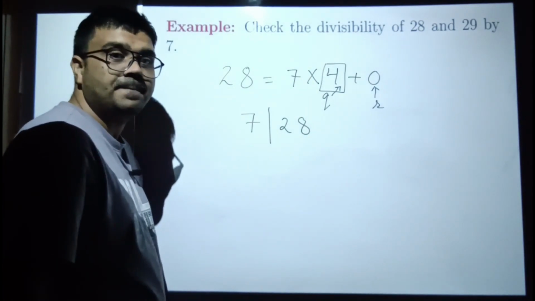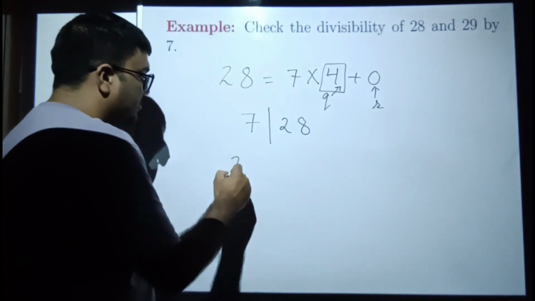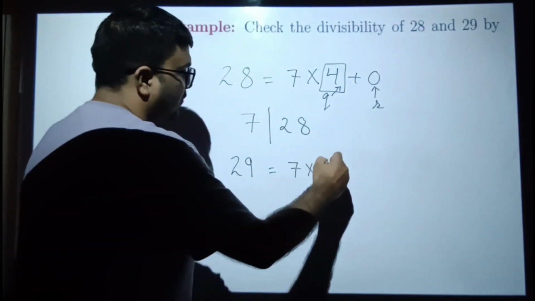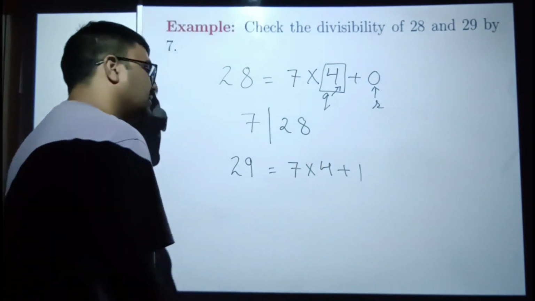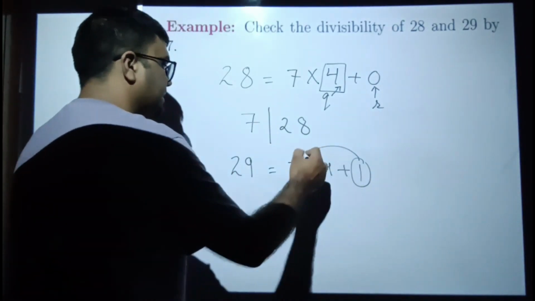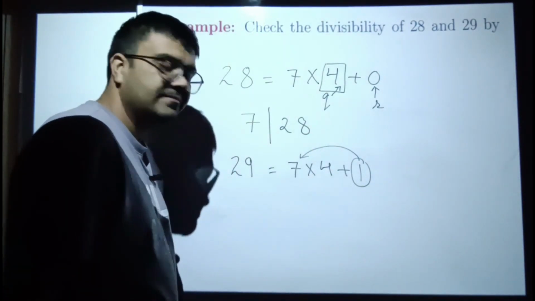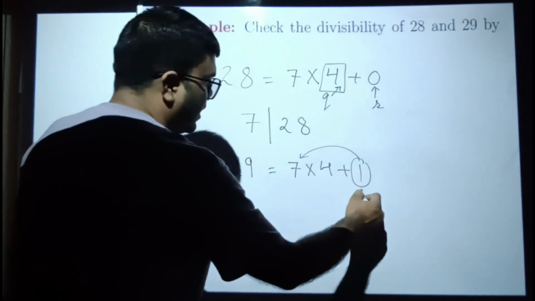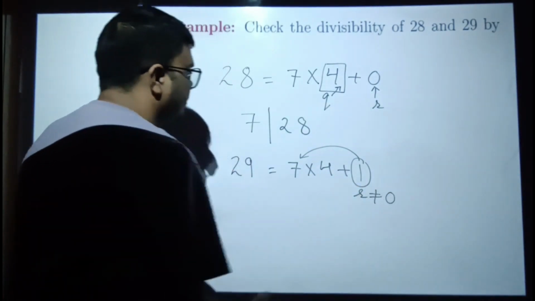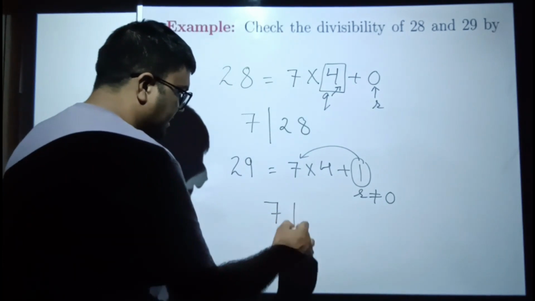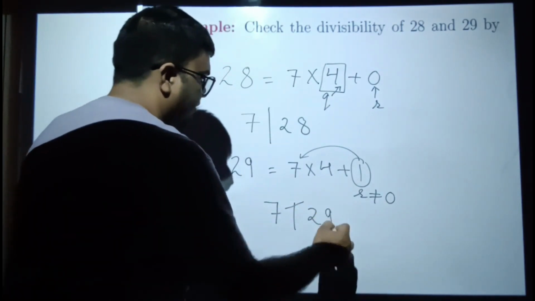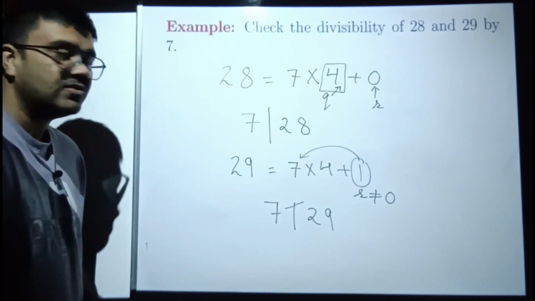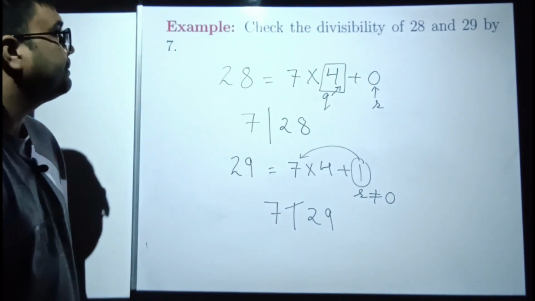And when we are talking about the number 29, we can write it as 7 into 4 plus 1. Clearly this remainder is less than 7 and greater than 0. So the value of r is not equal to 0. So we will say that 7 does not divide 29.